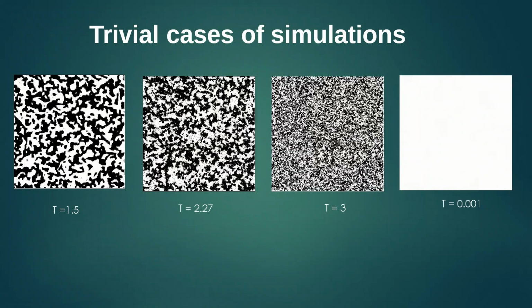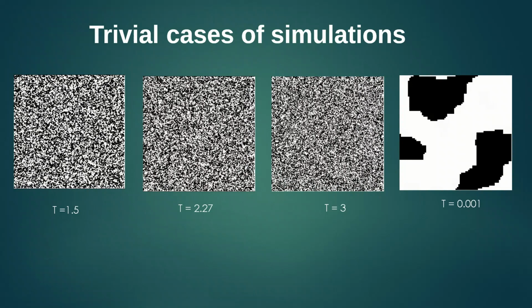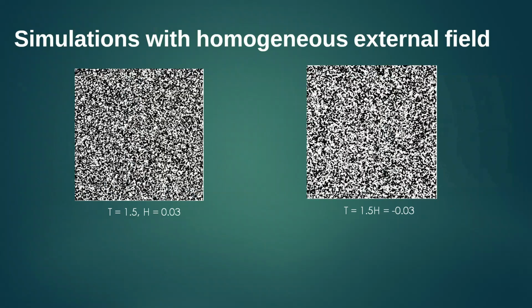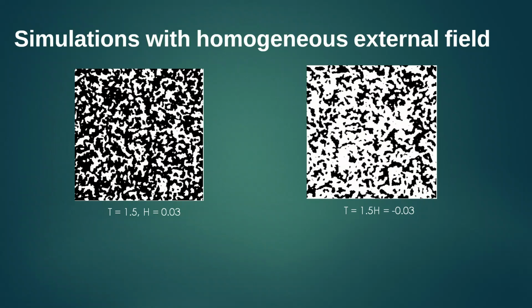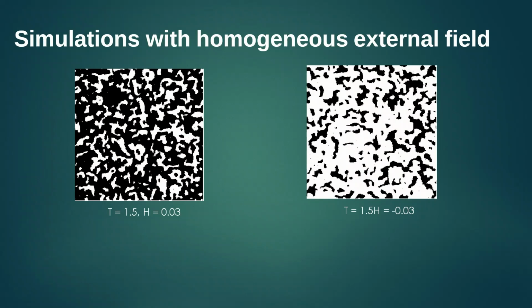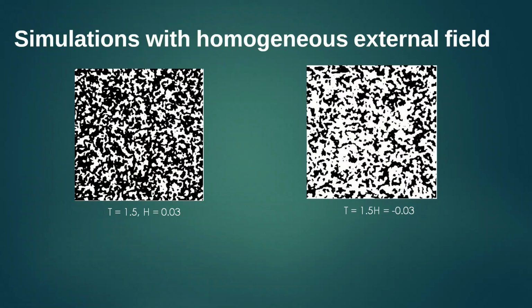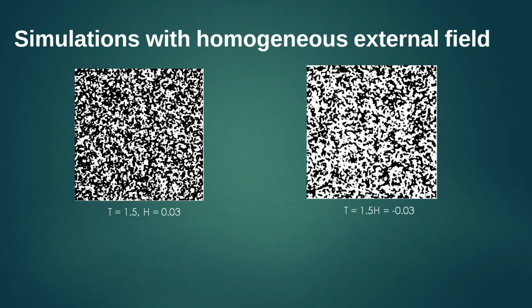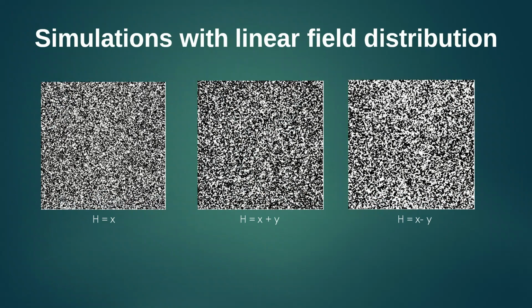At first, trivial cases without an external field were analyzed. The results correspond to early known data. Then cases with a homogeneous external field were considered. As was expected, most of the spins were oriented in the direction corresponding to the field's direction.